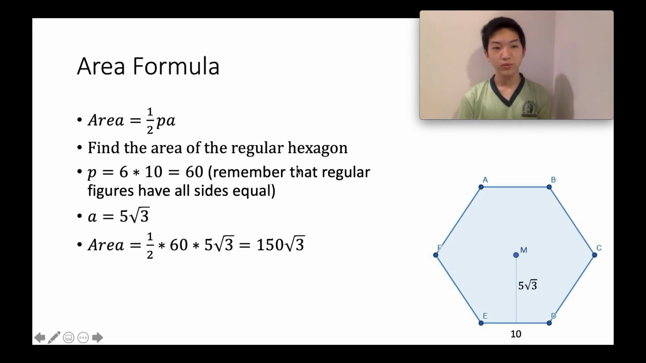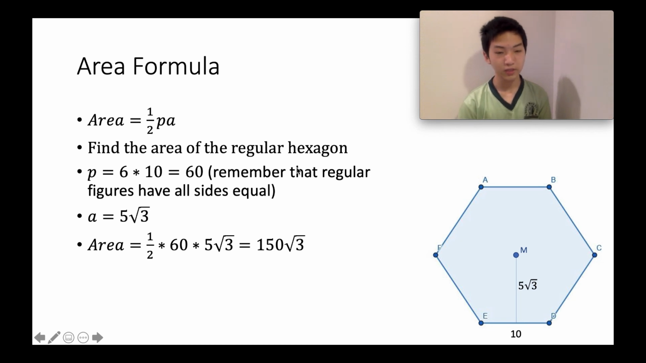So now we'll use the area formula in an example. We are given a hexagon, and we are told that it's a regular hexagon. We're already given the length of a side and the apothem, so this will be quite simple. Since it's a regular hexagon, all 6 sides will be equal. So that means that the perimeter would be equal to 6 times 10, which is equal to 60. And we're given our apothem is 5 radical 3.